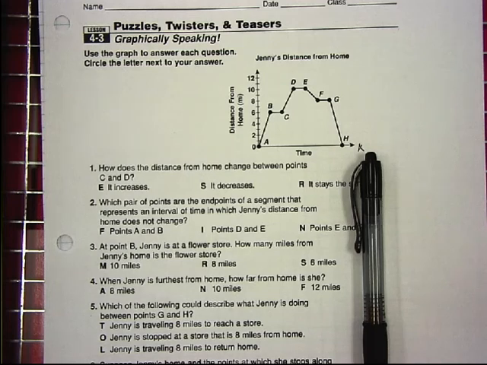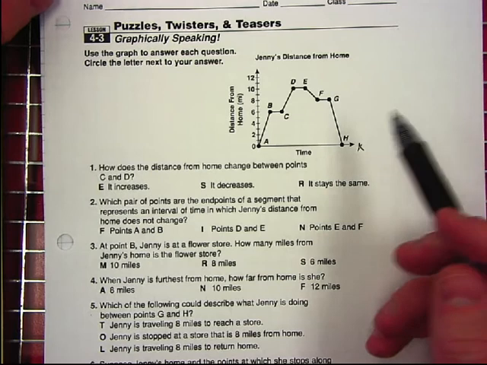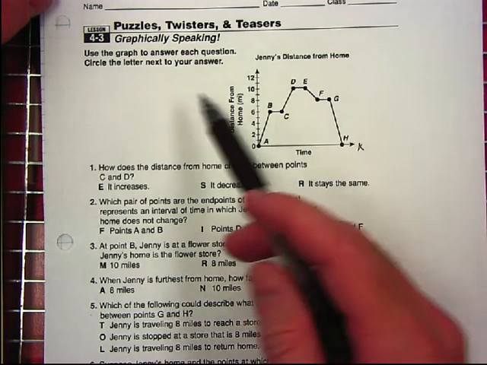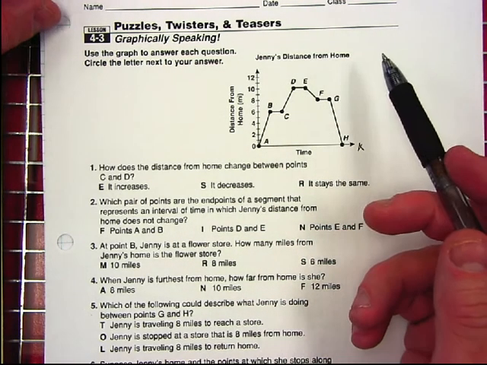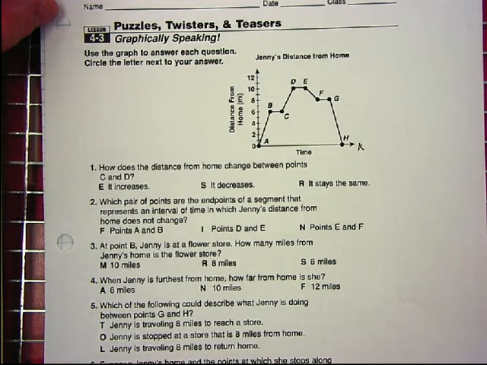Okay, here's some help with 4-3 puzzles, twisters, and teasers, graphically speaking. The directions are: use the graph to answer each question. Circle the letter next to your answer. So this graph is telling us a story, just like we did several examples like this in class today.